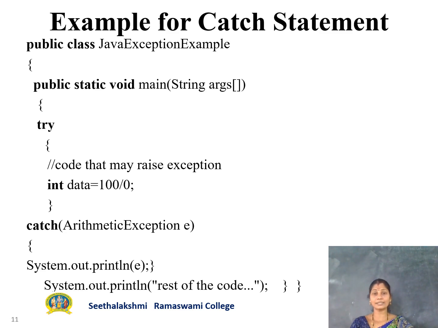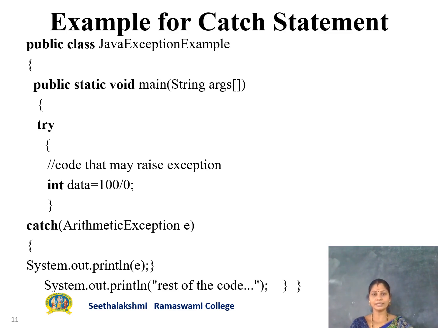Example for catch statement is here. Public class followed by the class name, and my class name is JavaExceptionExample. The next statement is public static void main of String args. Next we start the try block with the try keyword, open curly bracket, and it has some code that may raise an exception.